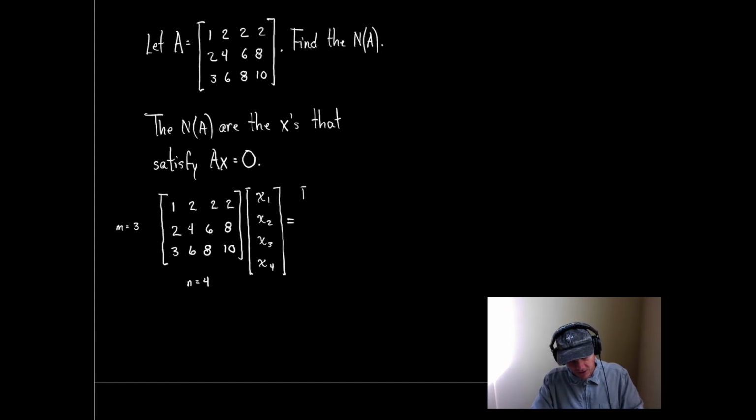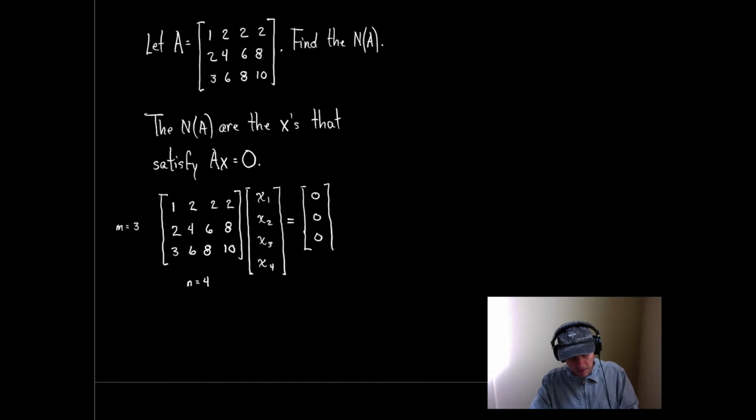So here's a good question for you. Before I write this, how many components would be in this 0 vector? Would it be 3, like the rows of A, or would it be 4, like the number of components in x? And the answer is, remember what that 0 is. It's a linear combination of the columns of A. So in other words, if the columns of A are vectors with 3 components, the 0 vector we're looking at has 3 components.